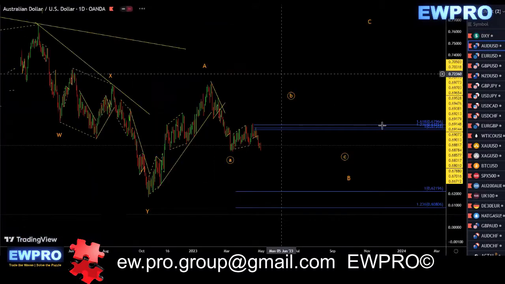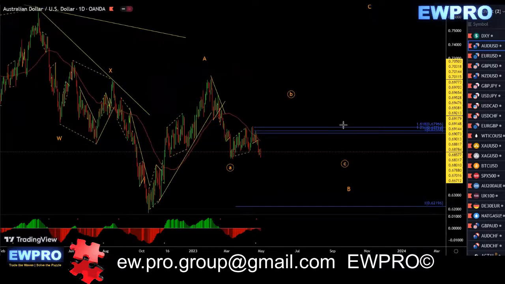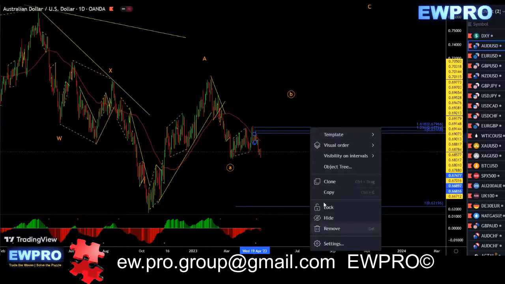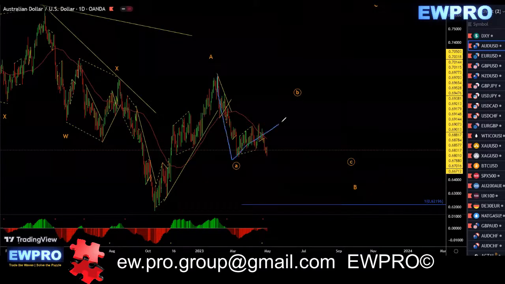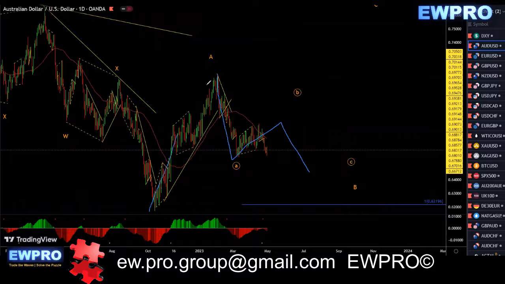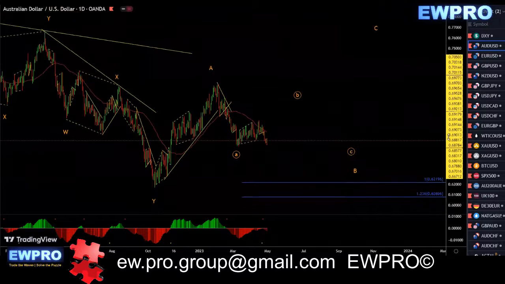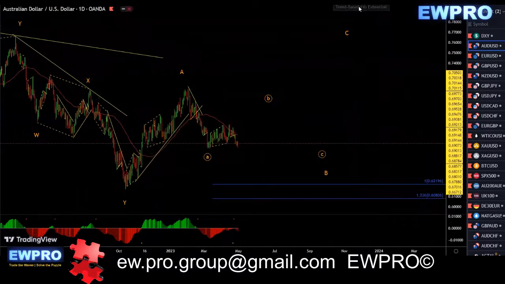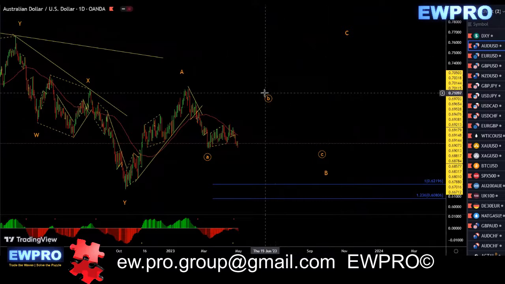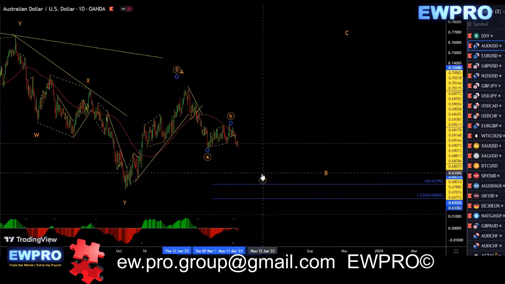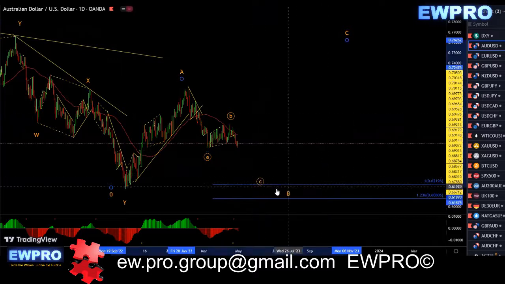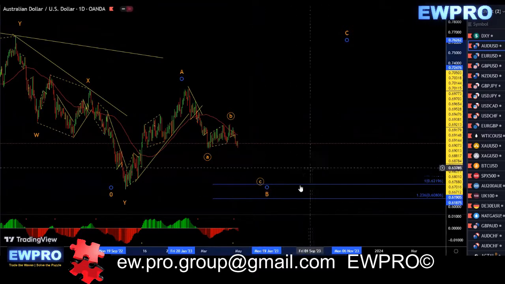AU on the daily. So this is playing out how we were looking at it. I'm looking for that A, B, C, and then we get that larger A, B, C. Not sure why my 100 fib is gone there, but anyway, I believe this is the end of the B wave now, and we're getting this C down to finish off this wave B.